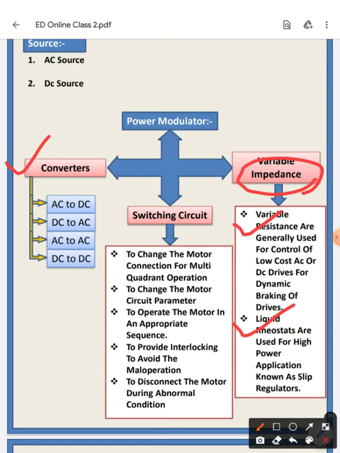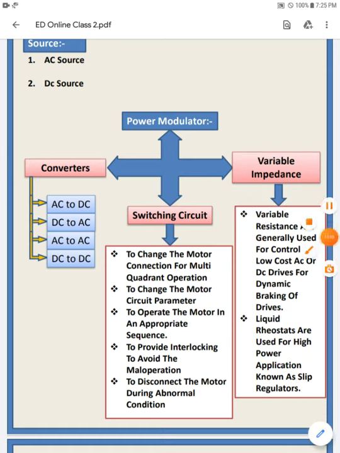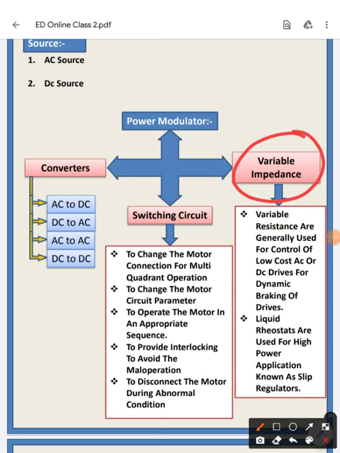Again, the liquid rheostats are also used for high voltage applications, which are known as slip regulators. So when the resistances are connected, whether it is a variable resistance or a liquid rheostat, to the drive system for the regulation of the input voltage into a variable output AC voltage or DC voltage, that particular system is called the variable impedance system. So it also comes under the power modulator.